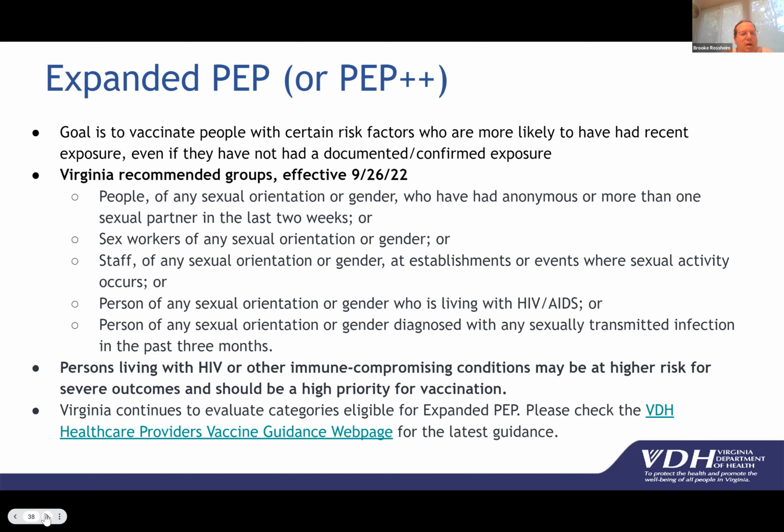We have mentioned that people living with HIV or other immune compromising conditions may be at higher risk for severe outcomes, and we would like these people to be higher priority for vaccination. And Virginia continues to look at categories and evaluate people in whom Jynneos would be beneficial as far as expanded PEP. And so we've got the website to the VDH healthcare providers vaccine webpage. Next slide, please.